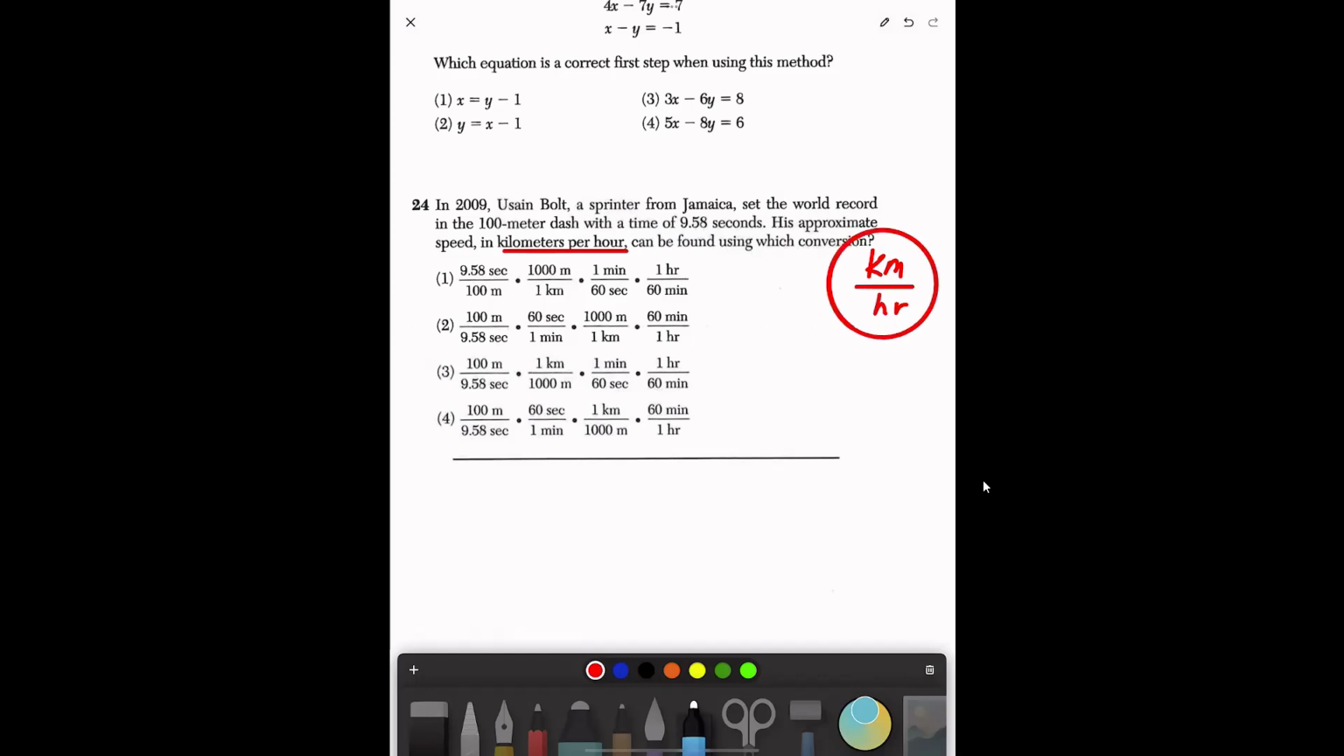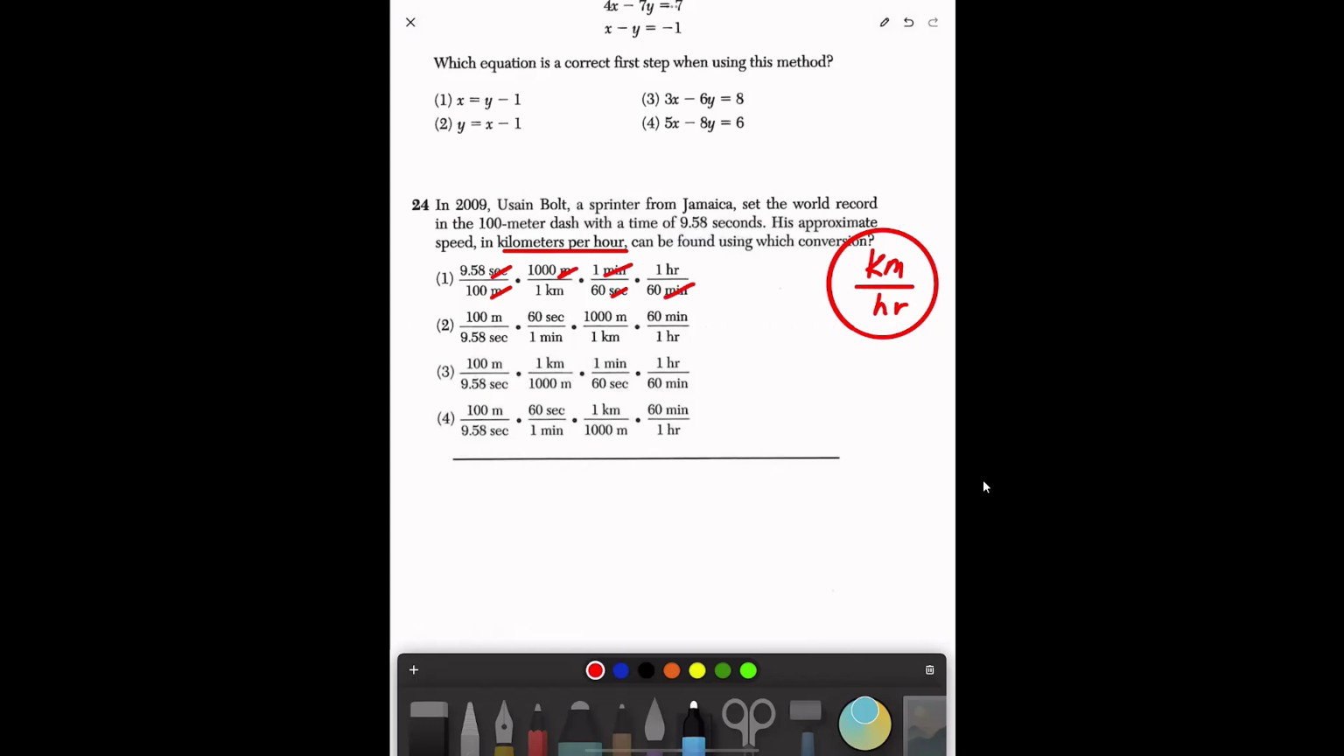Now, the rule is if you see a unit on the top and the bottom, you can divide or you can cancel them out. So, for instance, we can cancel out a seconds here and a seconds here, because there's one in the numerator, there's one in the denominator. We can cancel out a meters here and a meters here, because there's one on the top and the bottom. What else can we cancel out? We can cancel out a minute here, and we can cancel out a minute here.